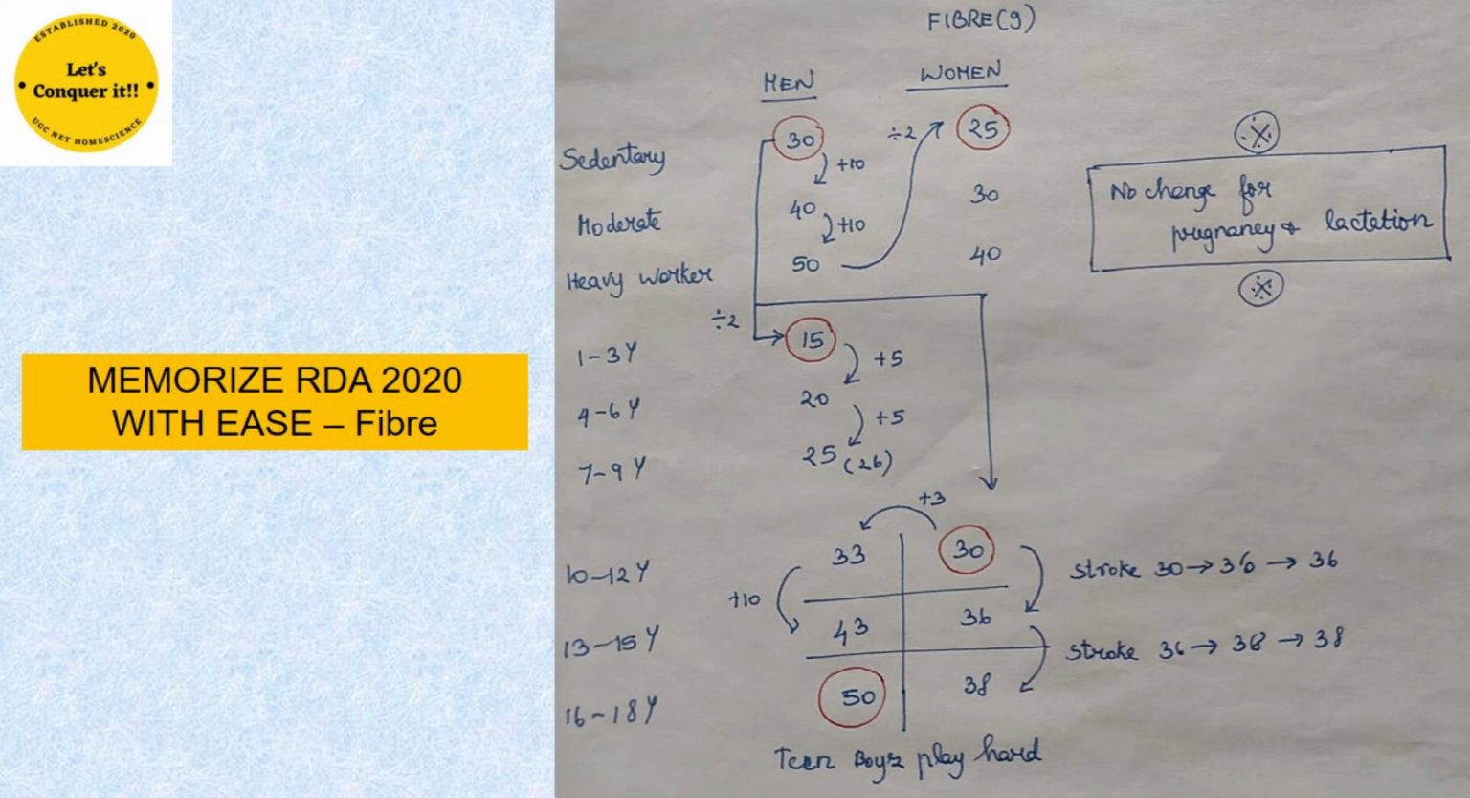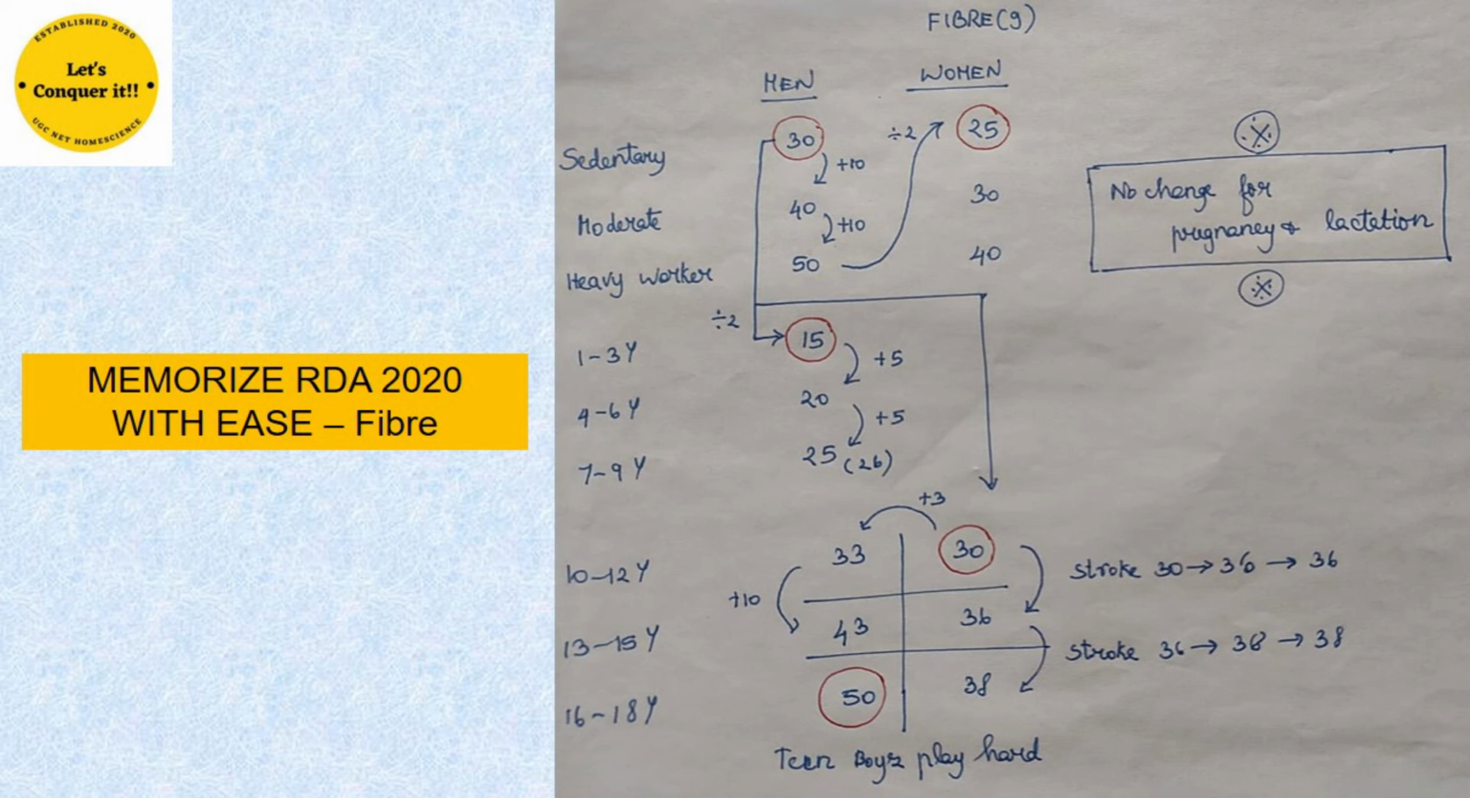36 grams is the fiber requirement of a 13 to 15 year old girl. Now I am going to put another U-shaped stroke above the 6. Just see, I have given it on the screen also. On the slanting part of the 6, you just add a hook there, which makes it 38. So 30, 36, 38.